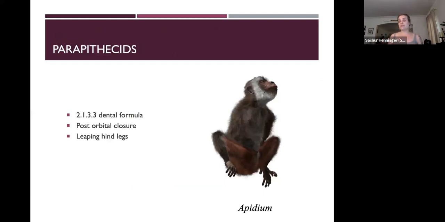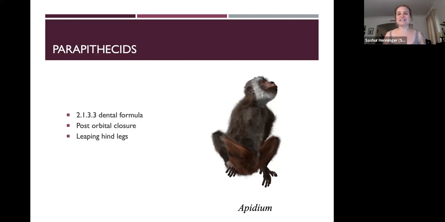The groups that may be ancestral to New World platyrrhine primates are called parapithecids, and they have a 2133 dental formula. They have a postorbital closure, right? That plate behind the postorbital bar, right? That bar is the circle. The plate is what is behind the bar in order to stabilize the eye. Strepsirrhines do not have a postorbital plate. So this is the first group of primates that is starting to appear haplorhine with that postorbital plate behind the eye orbit. Parapithecids also have leaping hind legs, which might be a bit of a primitive trait for primates at the time, and of course reflects a good transition between.